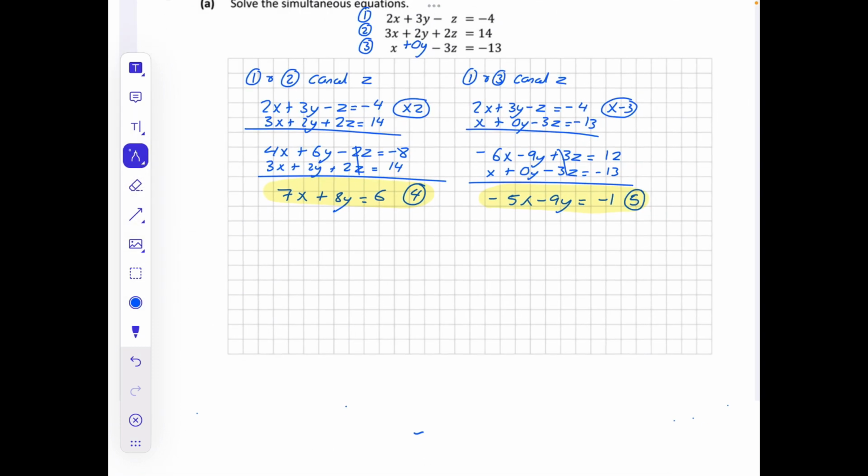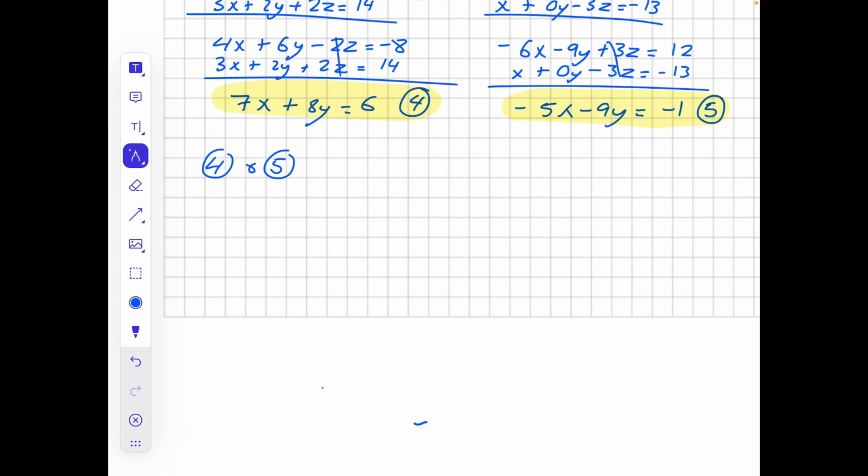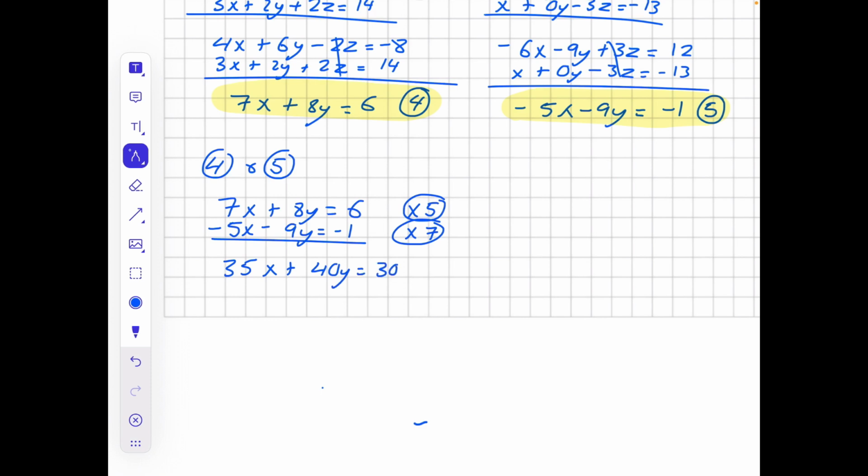Now, next thing, we have our new equations 4 and 5, so we're going to work with those as if they were junior cert ones. And we're going to be able to solve for one thing. So we have 7x plus 8y is equal to 6, and we have minus 5x minus 9y is equal to negative 1. Now here, we need something to cancel. I'm going to cancel the x's. We have a 7 and a 5. I can make those both 35. So if I multiply the top line by 5 and the bottom line by just by 7, because the signs are already different. Top line by 5, that's going to give me 35x plus 40y is equal to 30. And the bottom line then by 7 will be minus 35x minus 63y is equal to minus 7.